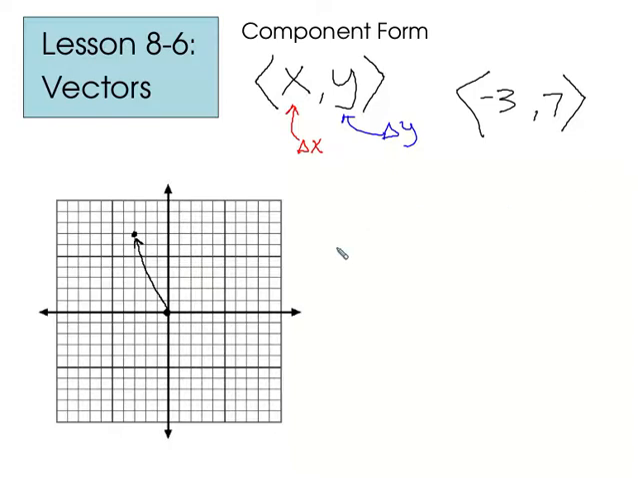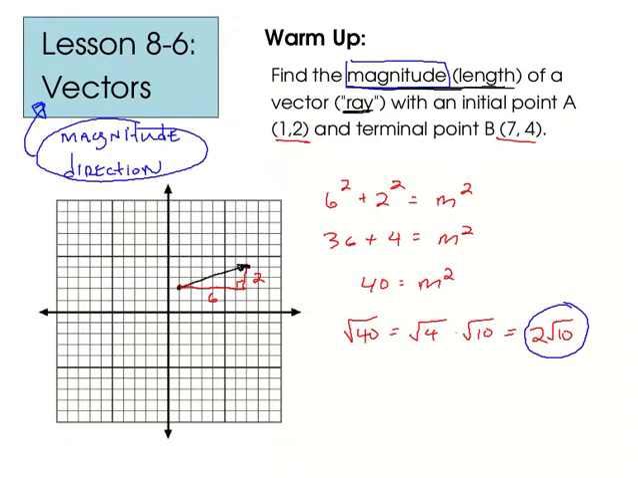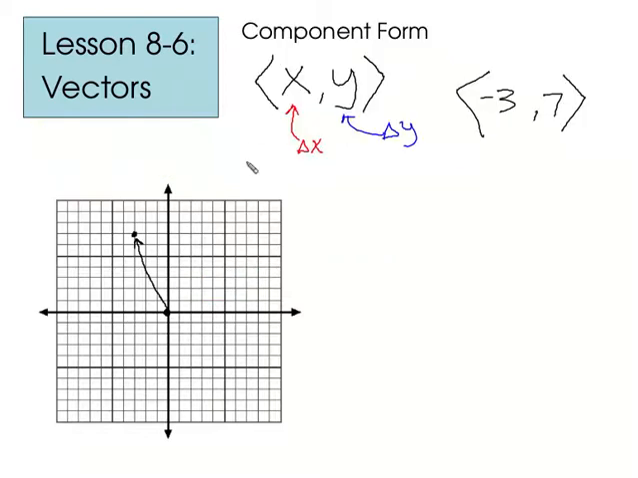And we could find the component form of the vector from the warm-up. It started at (1, 2) and ended at (7, 4). (1, 2) is here, and (7, 4) is here. And we talked about in the warm-up how our x changed +6 and our y changed +2. So this written in component form would be ⟨6, 2⟩, saying that it moved 6 in the x direction and 2 in the y direction. Now notice the vector notation has nothing to do with where you start on the graph. It only tells you how far and in what direction you move.